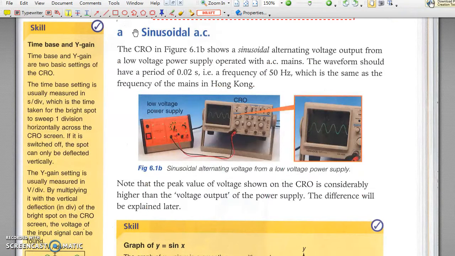A. Sinusoidal AC. A sinusoidal AC has a sine wave-like voltage variation. For the sinusoidal AC, when the voltage output is set to be 5 volts, the peak voltage will be 5 multiplied by root 2 volts. In other words, they differ by a factor of root 2.